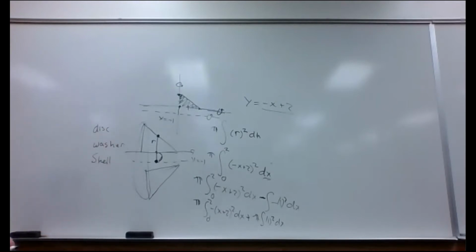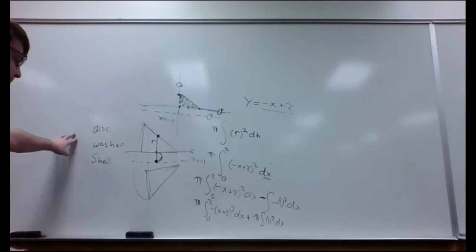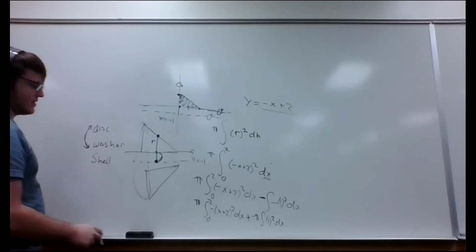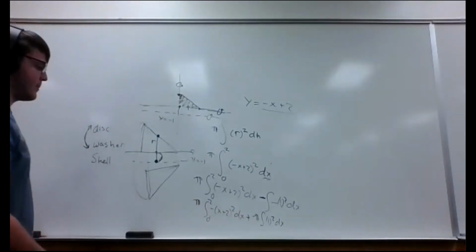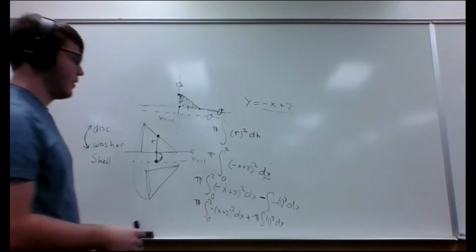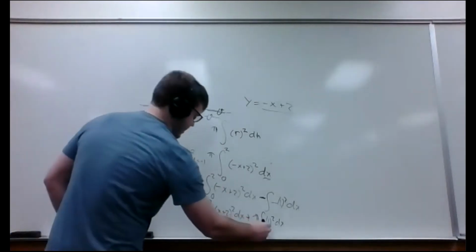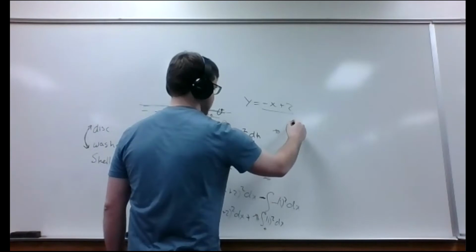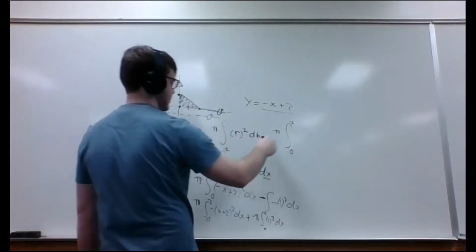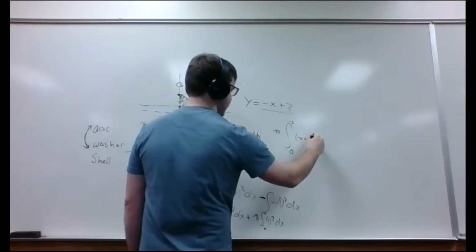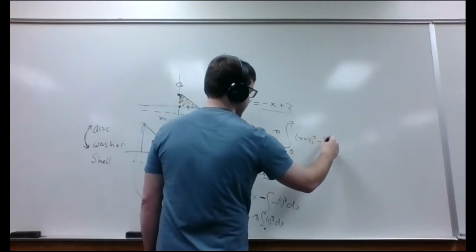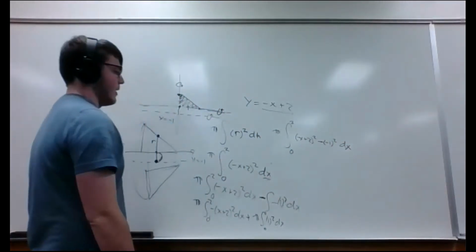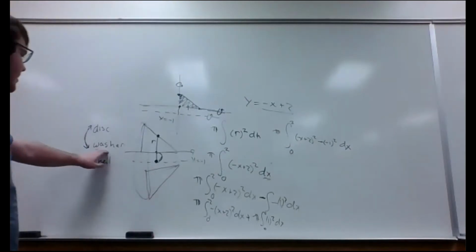Yeah. All right. And the only thing different about the disk and washer method is they take these two separate integrals and put them together into one. So if we want, we could do that because our bounds are the same. So we could just say that it's going to be pi from 0 to 2 of the top radius squared minus the bottom radius squared. And that would be our washer method.